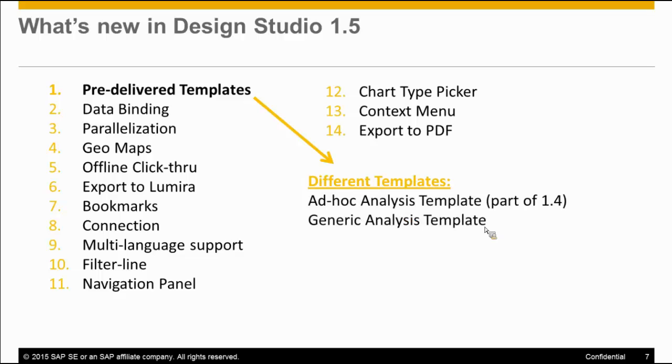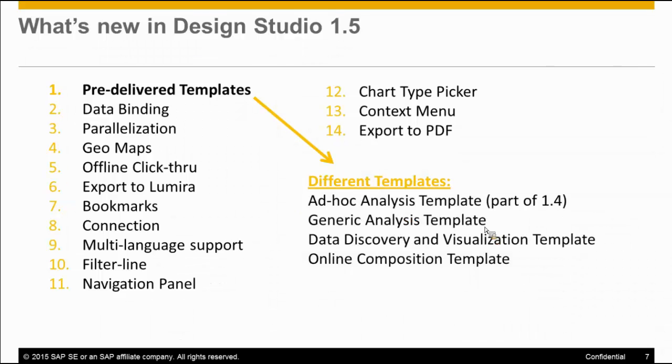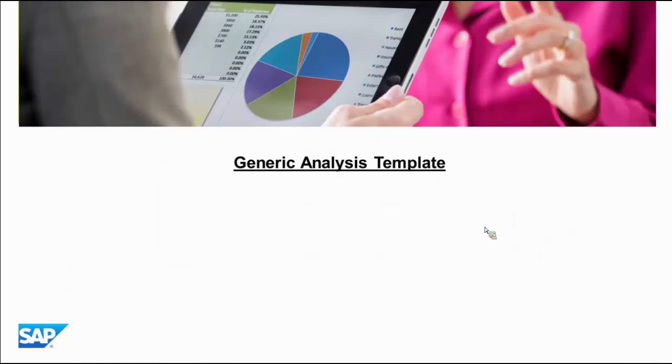So as you can see, we have these 4 different templates which are a part of Design Studio 1.5. We also have other templates, but we will majorly focus on these templates today. The Ad-hoc Analysis template was actually part of the 1.4 version, but I just wanted to cover that one also. So that's the only reason why I have included it here. So first we will start with the generic analysis template.